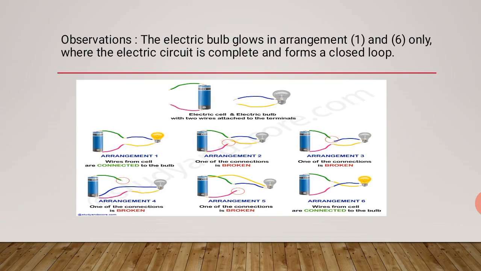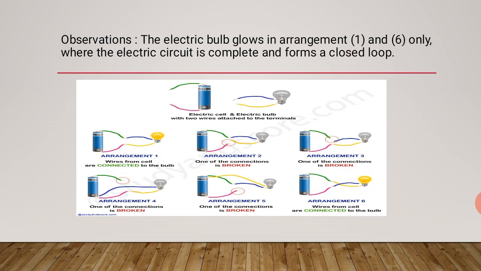Next, the fourth arrangement. Here both the wires of the electric bulb are connected to the negative terminal. It means only one terminal is connected. So the electric current will not flow through the circuit. Why? Because electric current always flows from the positive to the negative terminal. Here both the wires are connected to the negative terminal, so current will not flow and the bulb remains off.